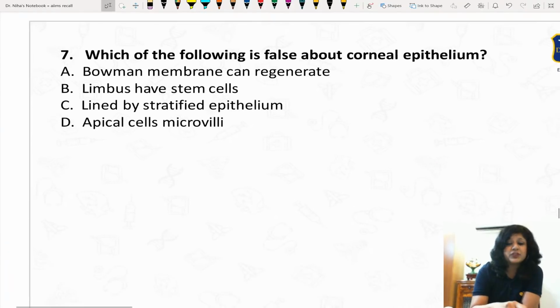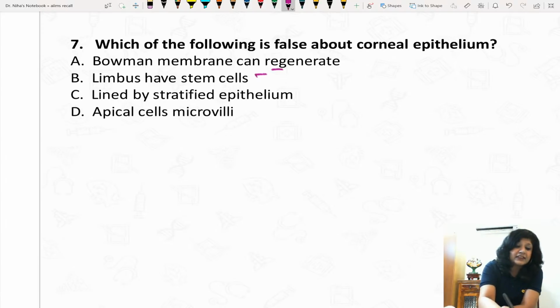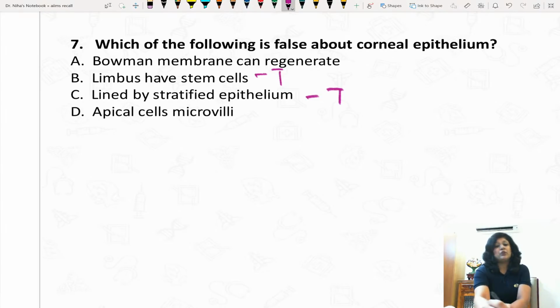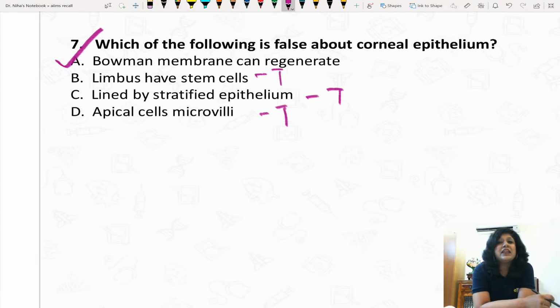Another important question that we frequently discuss in our classes: what is false about the corneal epithelium? Bowman's membrane can regenerate. Limbus has stem cells. This is true, right? It is lined by stratified epithelium. This is also true. And apical cells have microvilli. This is also true. So the answer is the Bowman's membrane can regenerate.